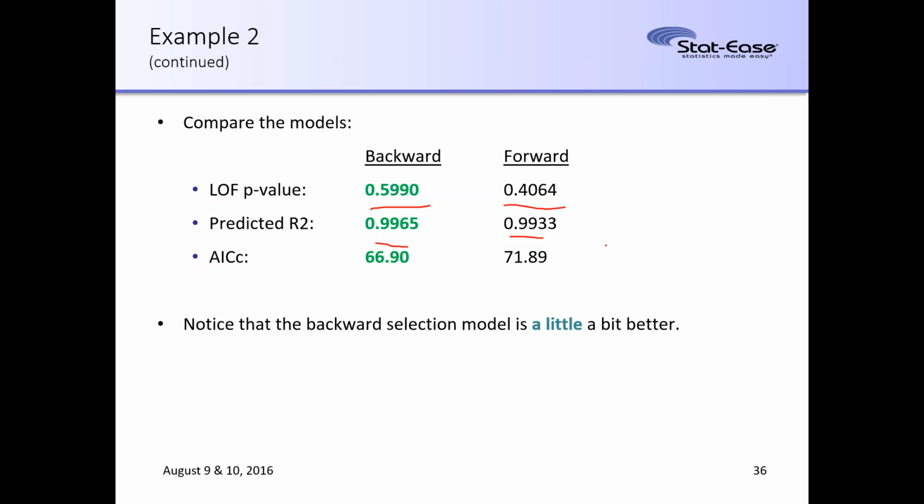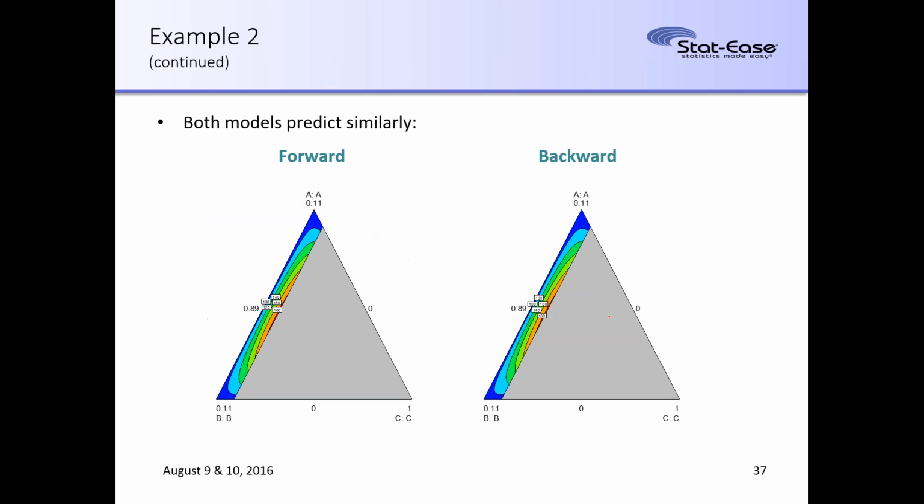And notice that the backward selection once again actually ends up picking the model with the lowest AICC, even though it doesn't look like they're all that different. So notice here that the backward selection produces a model that looks to be a little bit better. And if you actually go and look at the optimization here, these graphs are done using a different mixture coding.